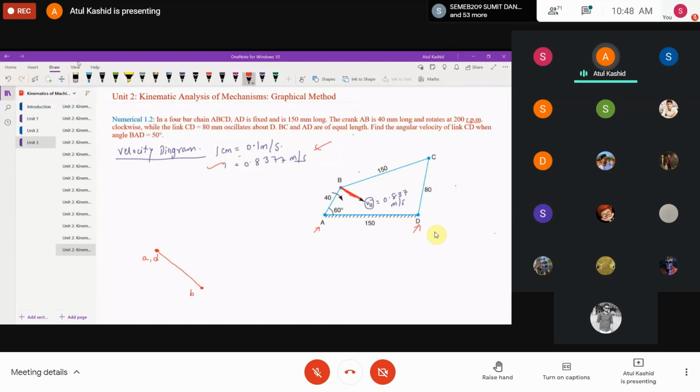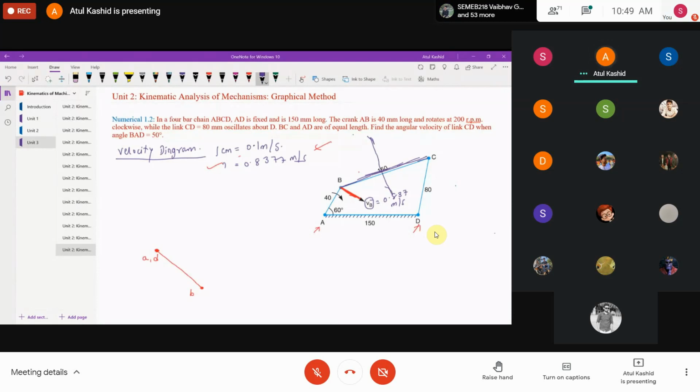And this vector OB has to be drawn to that required dimension, right? So now we have finished with the point B, right? Now what next thing we can do is, we have to go for the link BC over here, right? And we know the direction will be perpendicular to this BC, right?